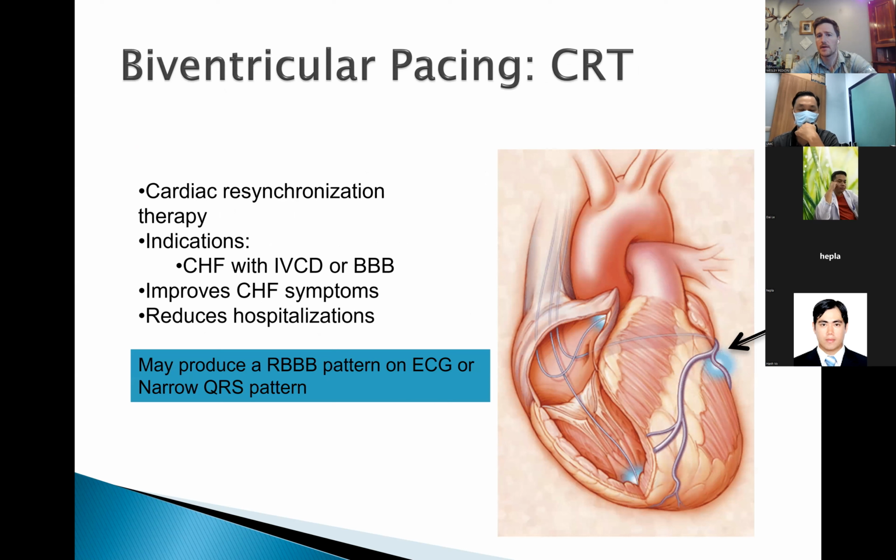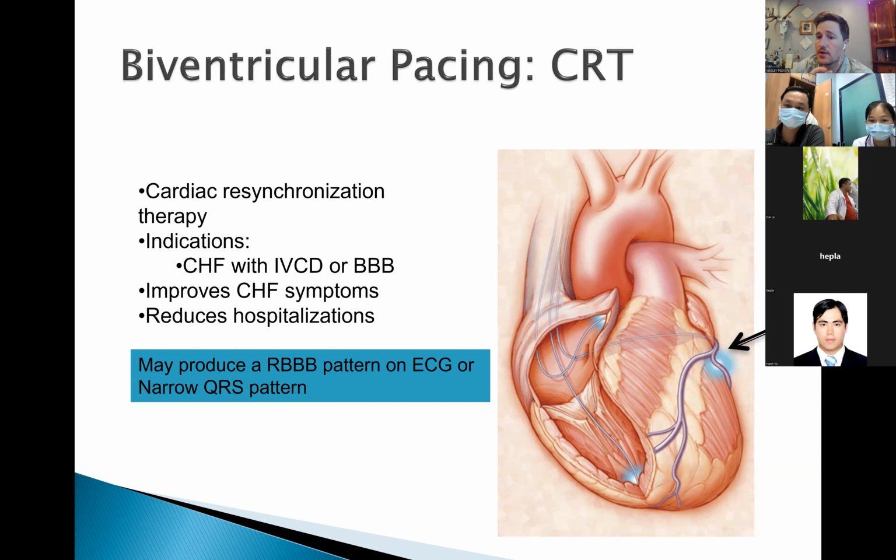There is something called biventricular pacing. This is related to cardiac resynchronization therapy. So the indications for this are congestive heart failure, if they have maybe an intraventricular conduction delay, or if they have a bundle branch block. And this improves your CHF symptoms. And they've shown that these pacers reduce hospitalizations.